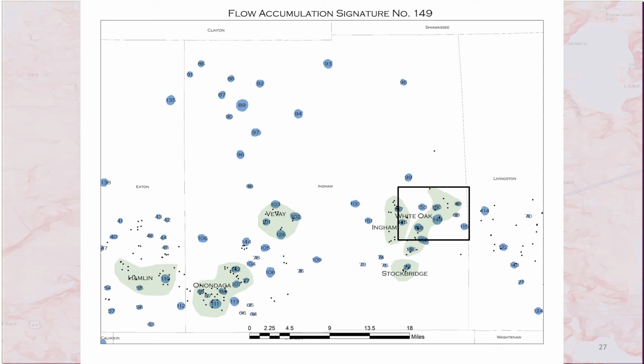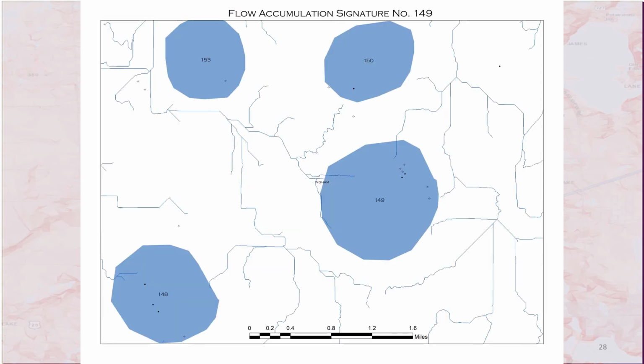Now I want to break down a little bit on these signatures. So let's just look at these signatures individually. I wanted to go up to the White Oak field and look at signature 149. 149 we've already seen. It has oil wells in it. It's got quite a few dry holes in it too, but it's got this beautiful deflected stream flow to the south with radiating stream flow on the northwest, northeast, east, and southeast.